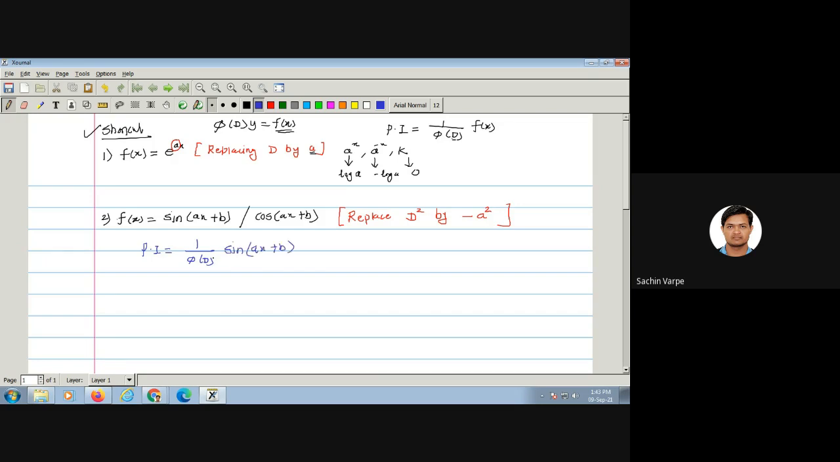Then what we have to do, first of all, we have to get d square in the denominator. If d square is there, then directly we can replace it by minus a square. But if it is not, then by suitable mathematical processes like rationalization, we can get the d square and then replace d square by minus a square. So that is equal to 1 upon phi of minus a square into sine of ax plus b. And the similar formula for cos is there. For cos also, we are replacing d square by minus a square.